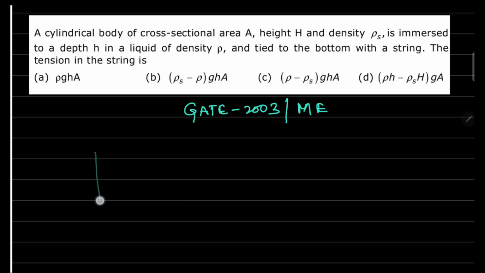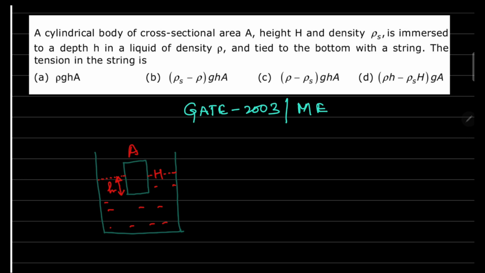So this is a cylinder, or you can say a container, and in this container a body has a cross-sectional area of A, and total height is capital H, and it is dipped up to a level of small h. So up to this level it has been dipped. So this is your small h. Now up to this level everything is filled.